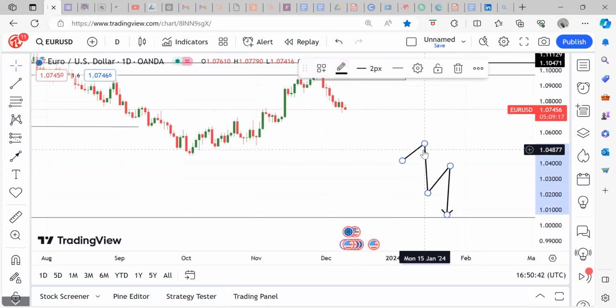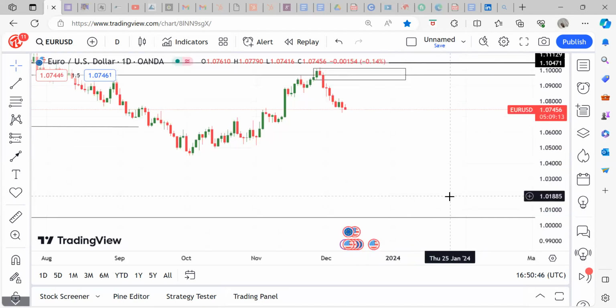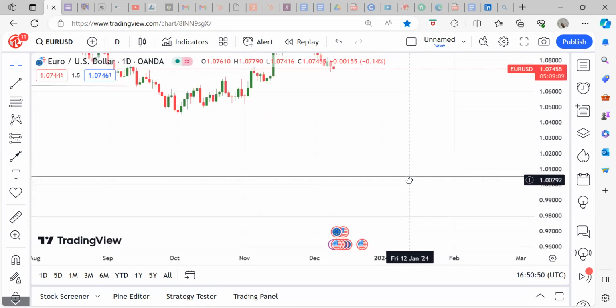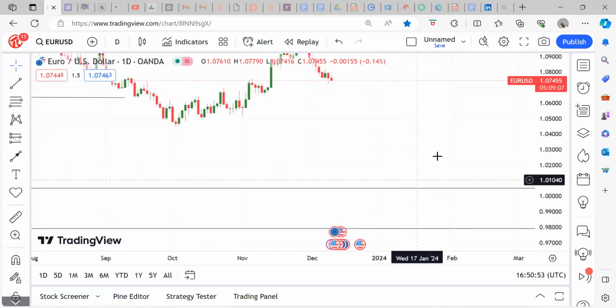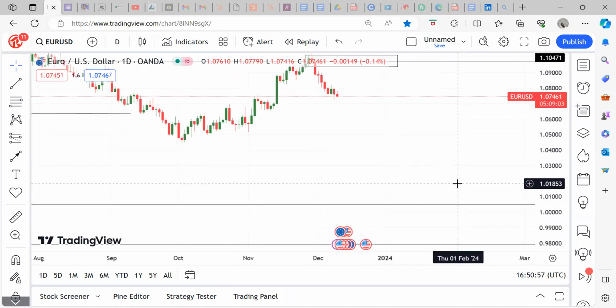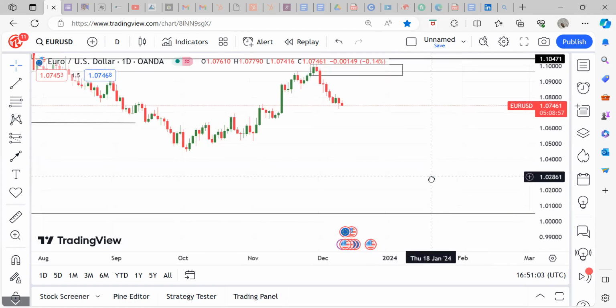So Euro USD is about to give over 900 pips for the first level target. I'm sure this is the first level target. We also have other targets, but when the market gets here, we have to reanalyze and see how the market behaves at this level, if it will still continue bearish, or if we get a pullback or anything like that. So that's it for Euro USD.